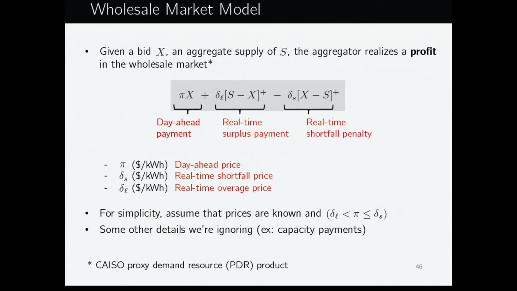Aggregators can take small residential resources, be they thermostatically controlled loads, so air conditioning units, small energy storage devices, either in the form of electric vehicles or wall-mounted batteries, and they can sell this capacity into wholesale markets. This is known as the proxy demand resource product. And there are several pilots which have been run in California in the last couple of years. So this is real.